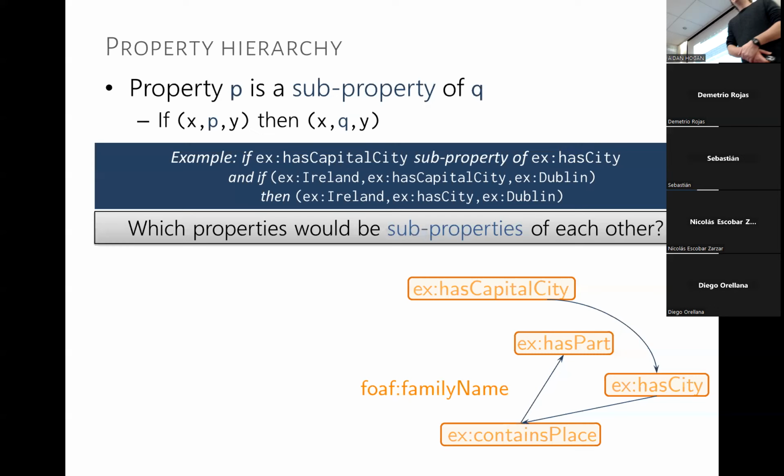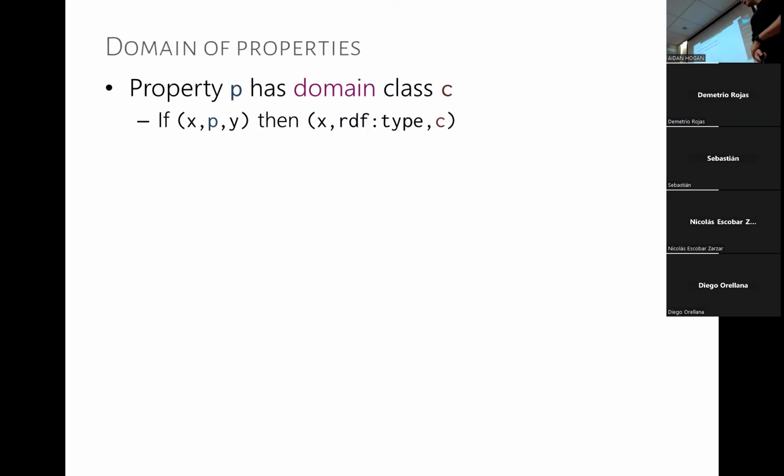Yep. So we have the transitive property again. The transitive property applies just as it applied before. So we could say has capital city is a subproperty of contains place, has capital city is a subproperty of has part, and has city is a subproperty of has part, right? We do the transitive closure of the relation. Yeah. Any questions or doubts? Okay, so we have two more semantic properties that we want to consider.